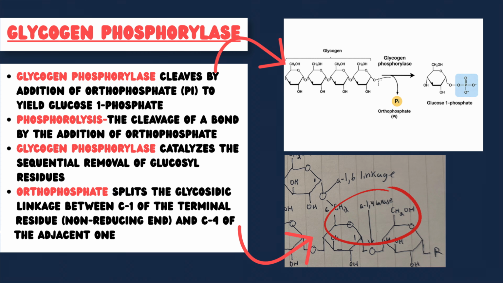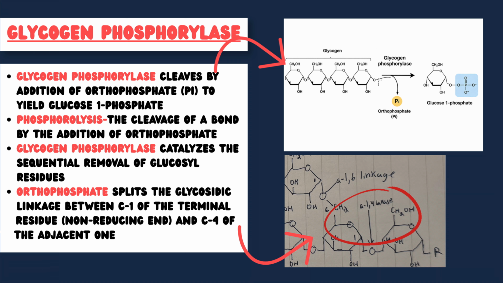Glycogen phosphorylase cleaves by addition of orthophosphate to yield glucose 1-phosphate. If you can see the arrow pointing to the top right diagram, you have a glycogen. Glycogen phosphorylase is cleaving by the addition of orthophosphate, and then the product is glucose 1-phosphate. Phosphorolysis is the cleavage of a bond by the addition of orthophosphate. So this is what's happening in the top right reaction. And what the glycogen phosphorylase is doing is catalyzing the sequential removal of glucosyl residues.